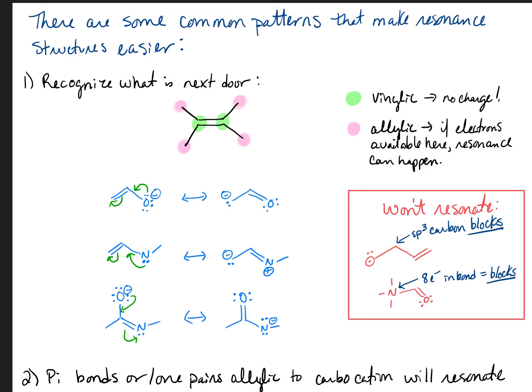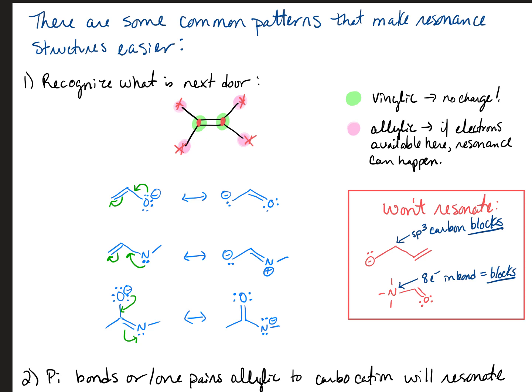So some common patterns that you should be able to see as we continue through resonance structures and examples. We have to be able to recognize what's next door. So vinylic positions, so things that are actually in the carbon-carbon double bond, this carbon right here and this carbon right here. You can't have a charge there. However, if you have an allylic position, so things that are over here that are next door to a double bond, well, those can be stabilized through resonance. They can share with these resonance types of situations, okay?